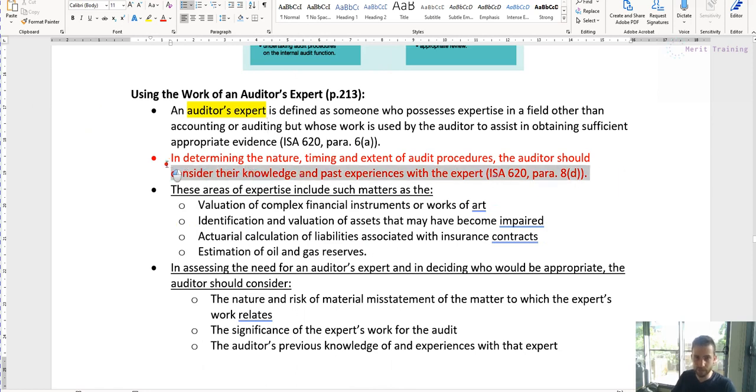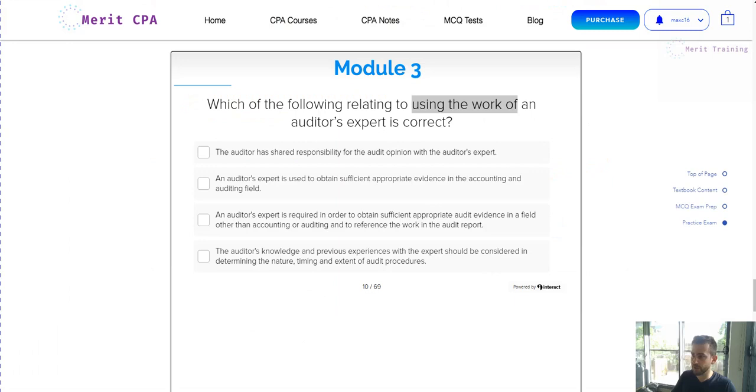But as you can see here, the important text in red says, in determining the nature, timing, and extent of audit procedures, the auditor should consider their knowledge and past experiences with the expert. And I think that's the answer here, right? So just reading through these again. A, the auditor has shared responsibility for the audit opinion with the auditor's expert. I mean, ultimately no, because it's going to come back on the auditor. B, an auditor's expert is used to obtain sufficient appropriate audit evidence in the accounting and audit field.